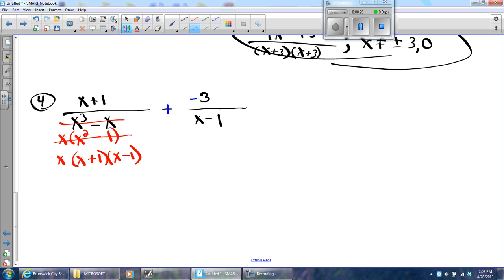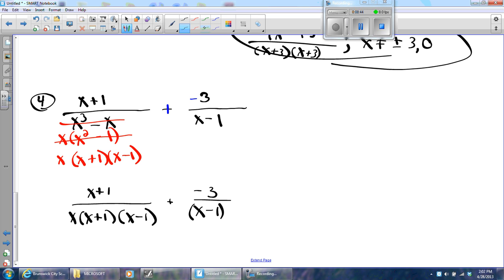All right, now I'm going to rewrite things. Hopefully, you're keeping up with me. Going to rewrite the fraction because something cool is going to happen. Now, before I go looking for my LCD or my restrictions, I notice I have an x plus 1 in the numerator and an x plus 1 in the denominator. They can cancel out, leaving behind a 1 in the numerator.